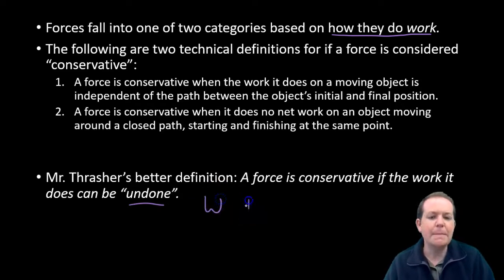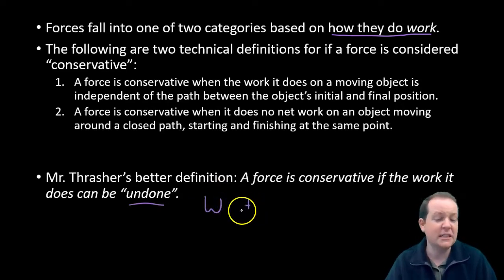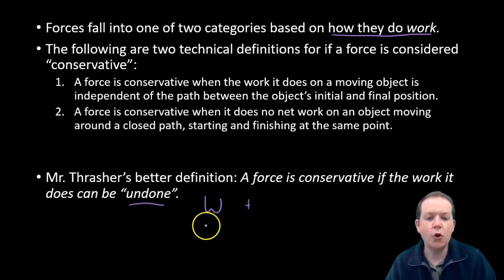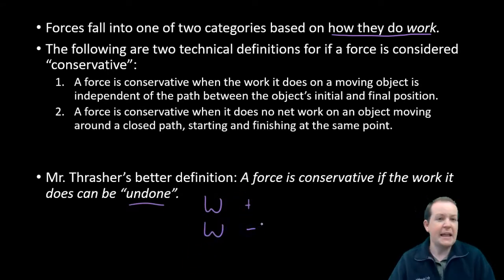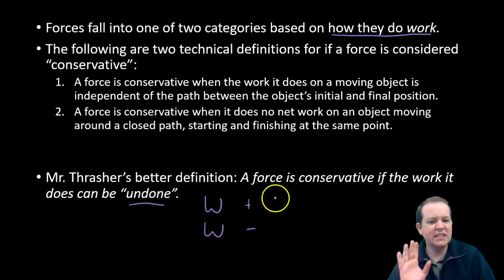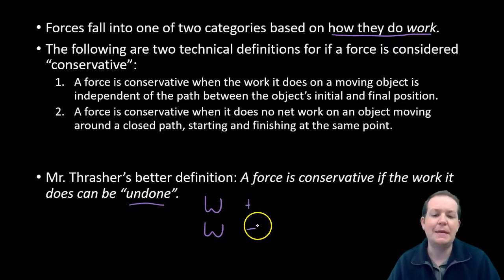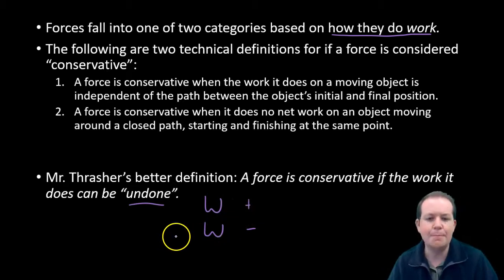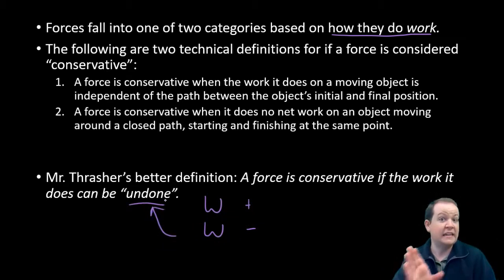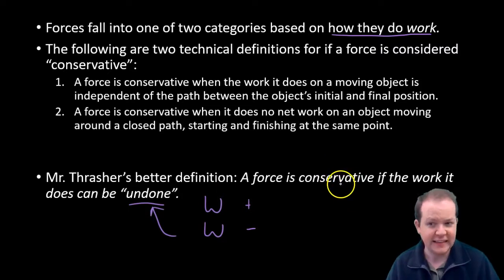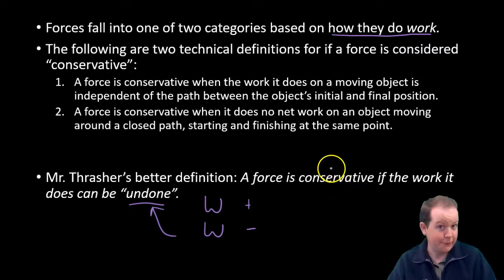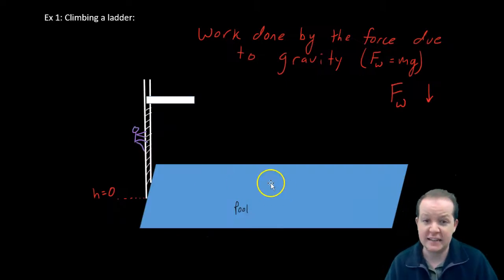Something to remember about work. Work can be positive if the force and the displacement are in the same direction, and also work can be negative if the force and the displacement are in opposite directions. So imagine a scenario where a force is first doing positive work, and then later it does some negative work. That might cause the work to cancel out. It might cause the work to be undone. And therefore, it's going to lead to this definition. I know you're still confused. The best way to see this is with an example.